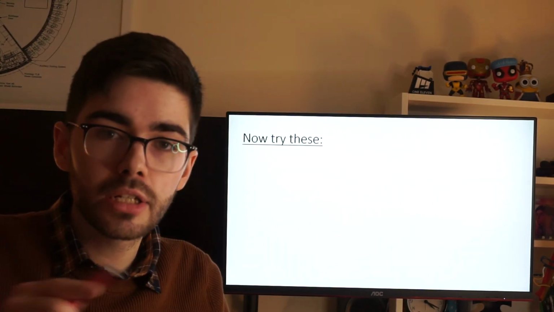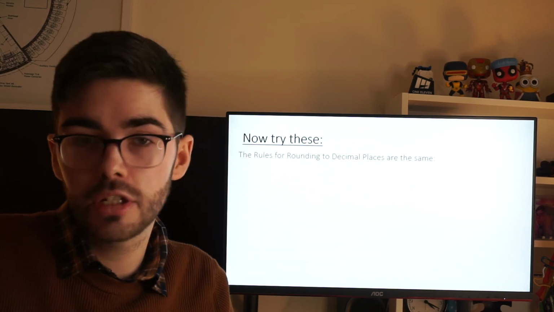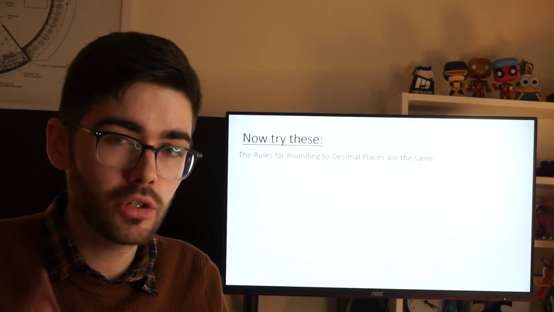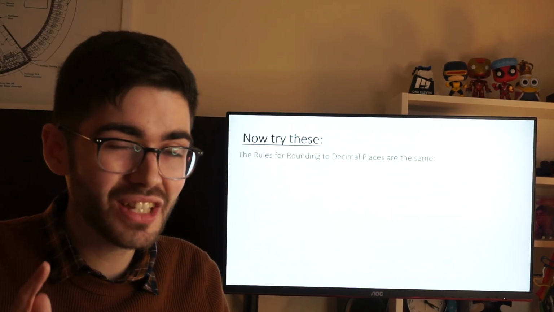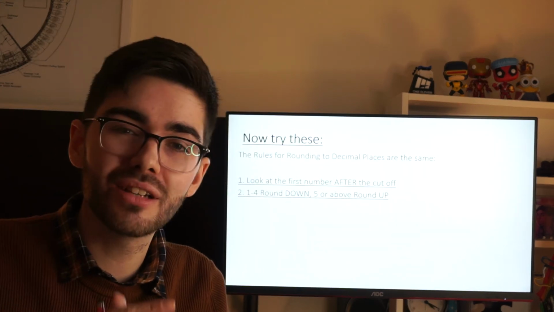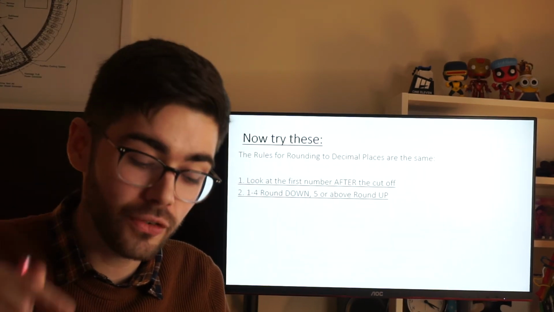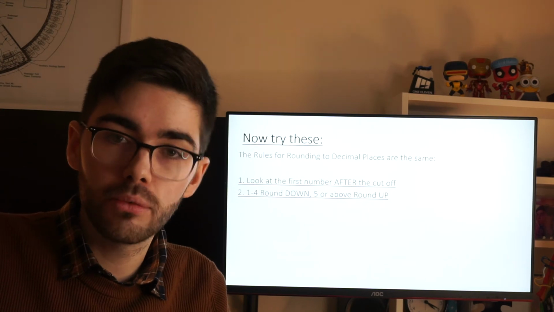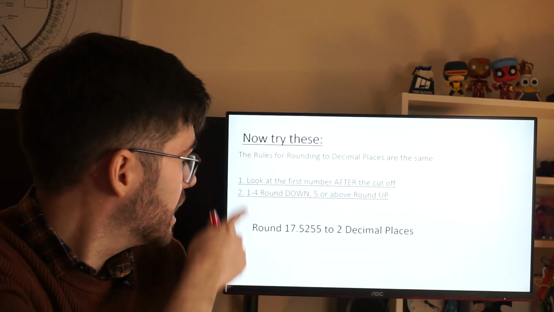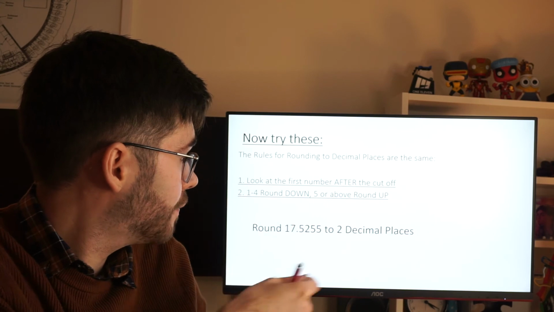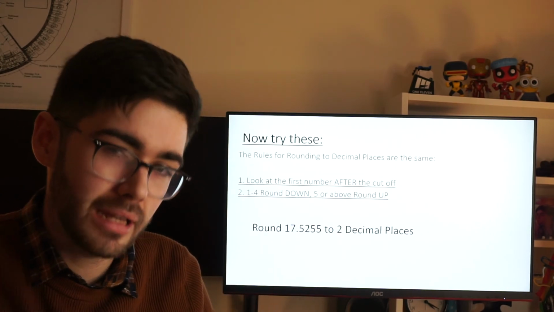Now the rules of rounding to decimal places are again going to be the same. We have 2 rules to remember. Can you remember what they are? The first one is we look at the first number after the cutoff, and the second rule is numbers 1 to 4 round down, numbers 5 or above round up. So if we look at this question here, 17.5255 rounded to 2 decimal places.